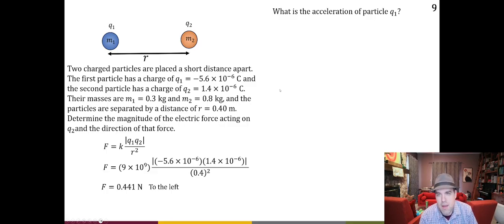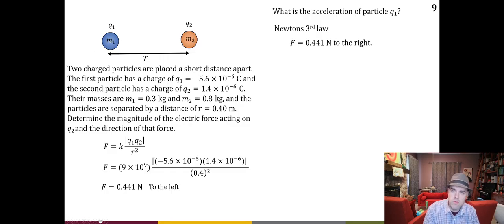We've got to think all the way back to Newton's laws. So if the force of attraction is 0.441 newtons, meaning that this particle receives a force to the left by this particle, then this particle, Q1, receives a force to the right due to the other particle. So from Newton's third law, F equals 0.441 newtons to the right. So this Q1 receives 0.441 newtons to the right due to particle Q2.